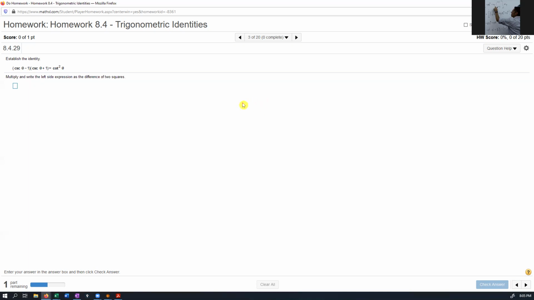So I'm not checking these because I'm really just trying to make sure that I can prove the identity. So cosecant theta minus 1 in parentheses, cosecant theta plus 1 equals cotangent squared theta. Okay, so for this, I'm going to FOIL this out and multiply here to here.